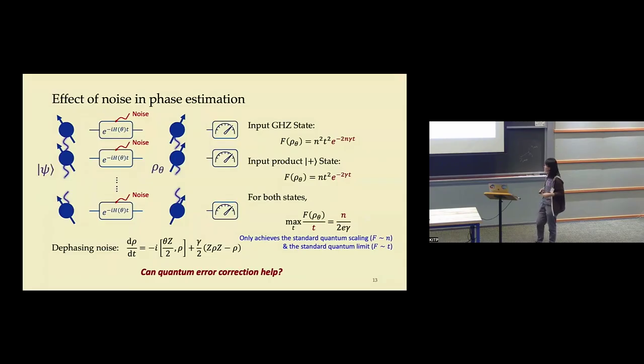Okay, so the natural question in this situation is, can quantum error correction help? And now I'm just going to briefly talk about some general rules about applying quantum error correction in the situation of quantum metrology. But before that, I'd like to ask if there's any question here. Okay, so if there's no question, I'm just going to introduce the condition of quantum error correction in quantum metrology.